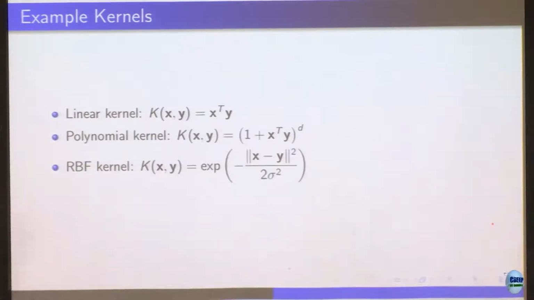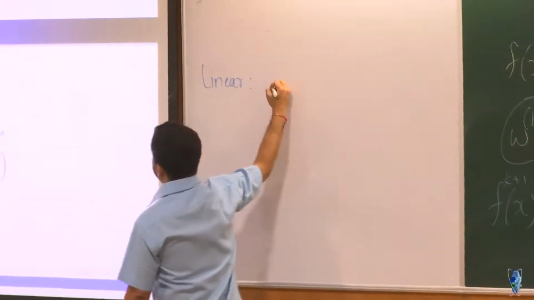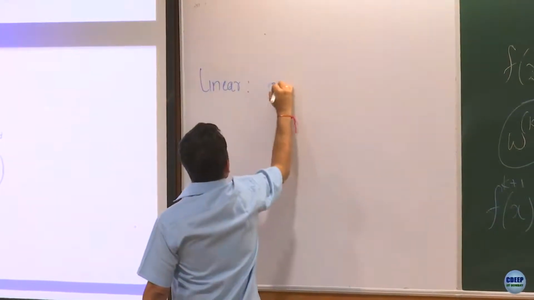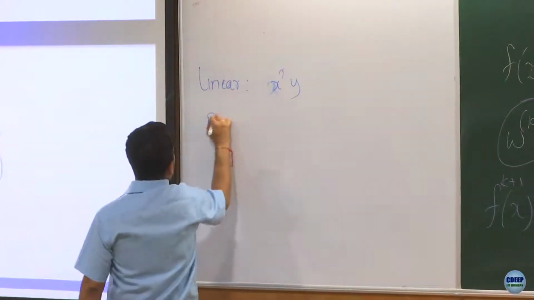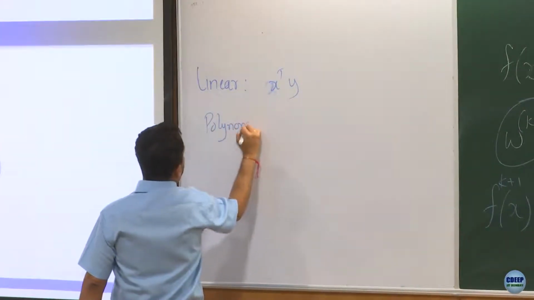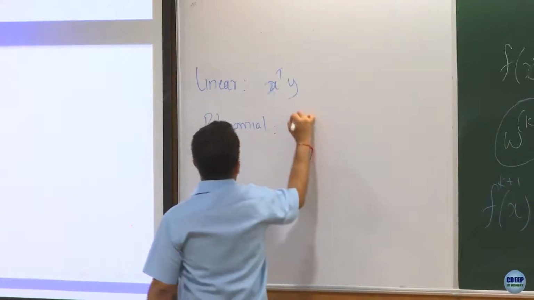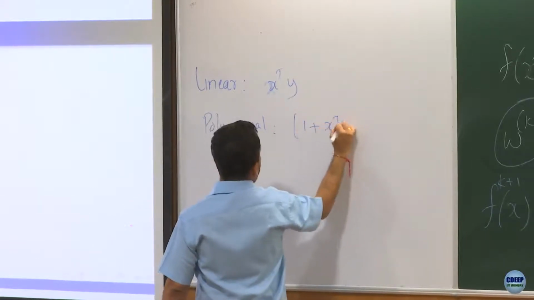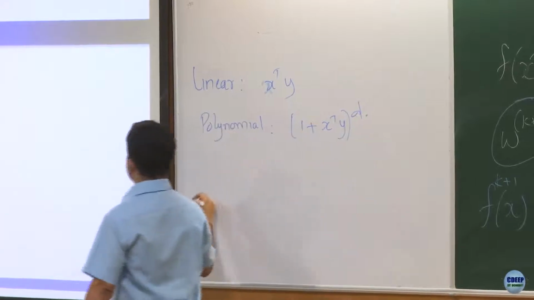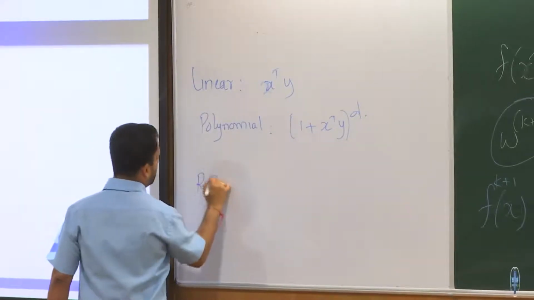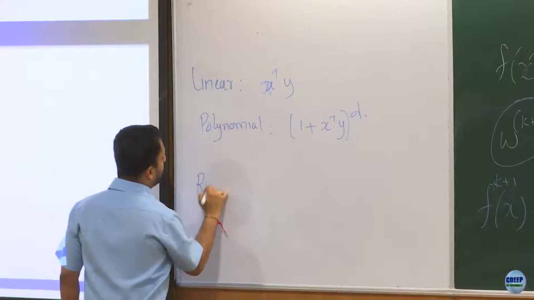So there are all these other kernels. A polynomial kernel is a general thing. K of x, y equals 1 plus x transpose y raised to d. So I am going to list these down on the whiteboard. They will be useful. So linear is what we have seen so far: x transpose y. Polynomial is 1 plus x transpose y raised to d. Now there is something called the RBF kernel. RBF stands for radial basis function.